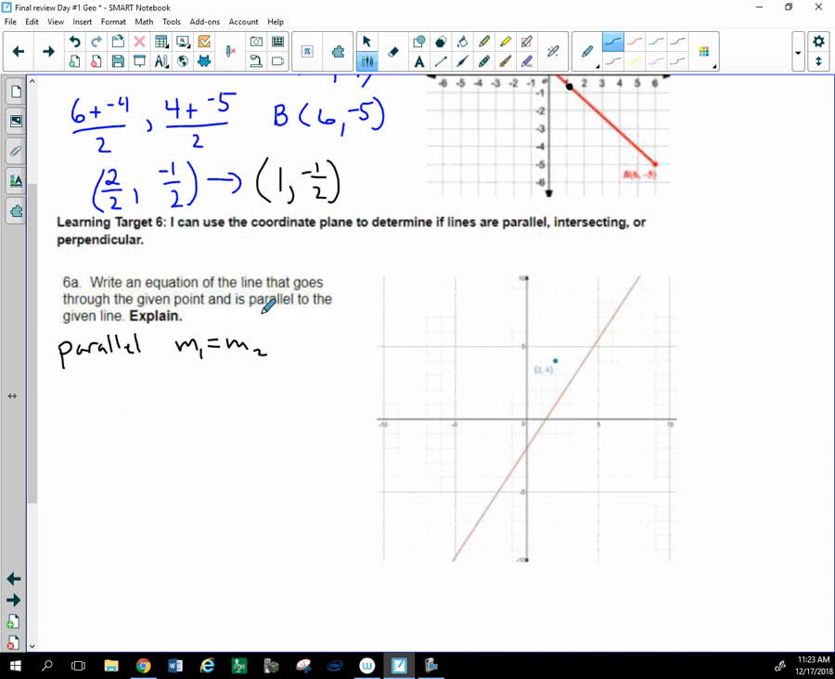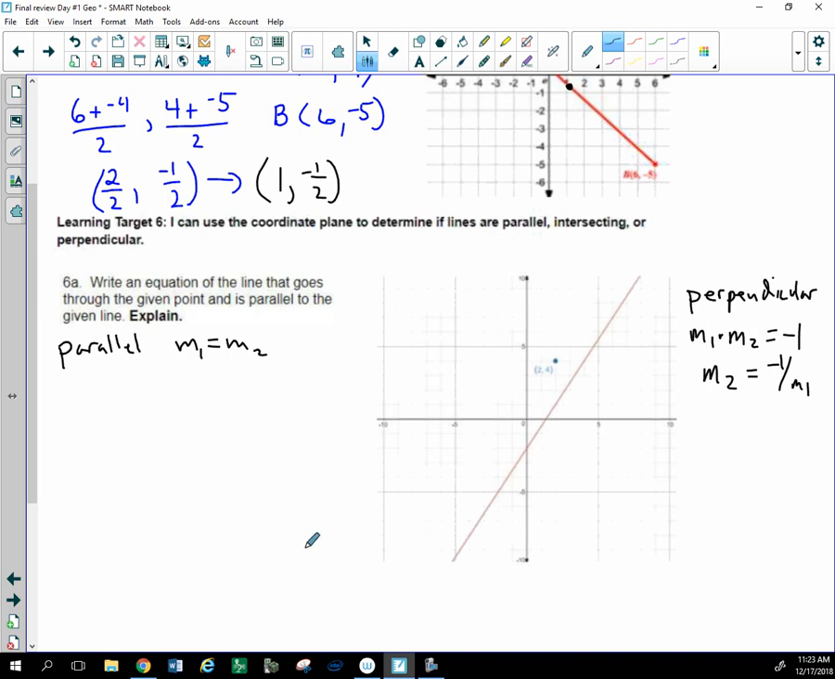And I know they're not asking for it, but you could get perpendicular, and that's the weird one. Perpendicular is when slope 1 times slope 2 will equal negative 1. Or if you have slope 1 and you're trying to find slope 2, negative 1 divided by slope 1 will give you the slope 2 that you're looking for if you want perpendicular.